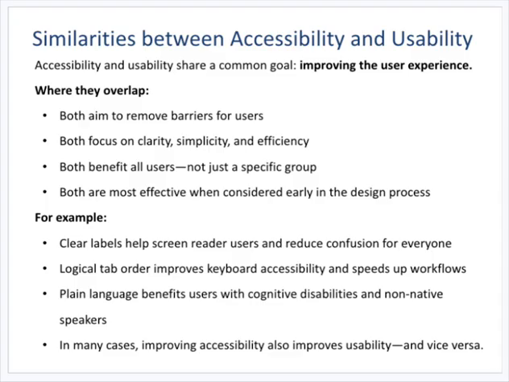For example, clear labels help screen reader users and reduce confusion for everyone. Logical tab order improves keyboard accessibility and speeds up workflows. Plain language benefits users with cognitive disabilities and non-native speakers. In many cases, improving accessibility also improves usability and vice versa.